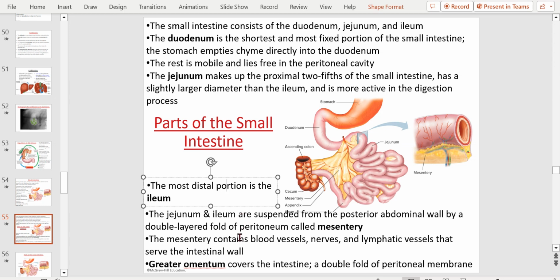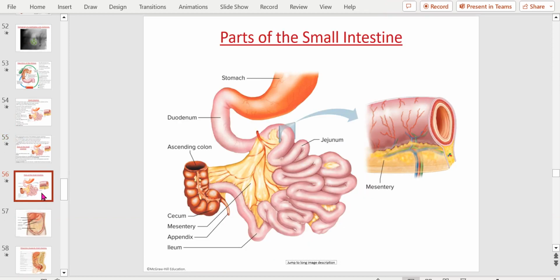That's the last. The jejunum and ileum are suspended from the posterior abdominal wall by the double-layered fold of peritoneum called mesentery, kind of like a fat blanket. The mesentery contains blood vessels, nerves, and lymphatic vessels that serve the intestinal wall. The greater omentum covers the intestines. This is your fat blanket for sure, a double fold of peritoneal membrane. Okay.